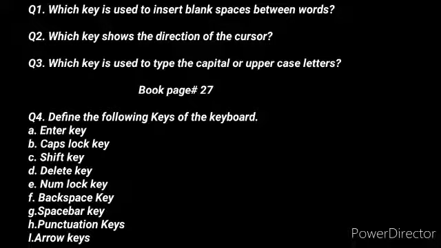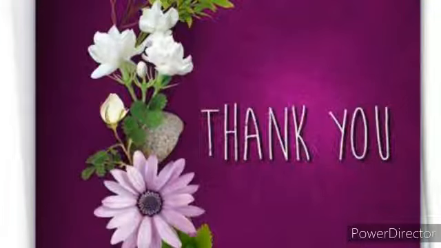Question number 4: define the following keys of the keyboard. A. Enter key. B. Caps lock key. C. Shift key. D. Delete key. E. Numlock key. F. Backspace key. G. Spacebar key. H. Punctuation keys. And I. Arrow keys. You have to write the answers to these questions in your notebook.